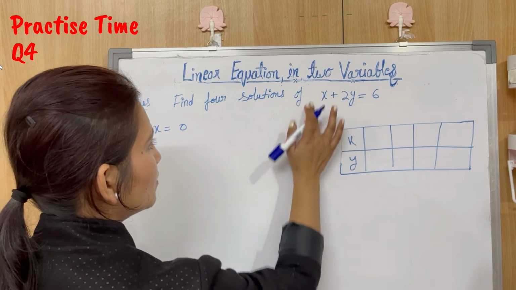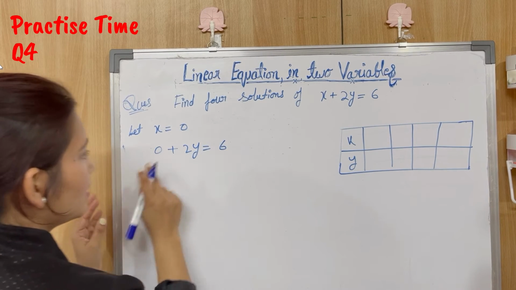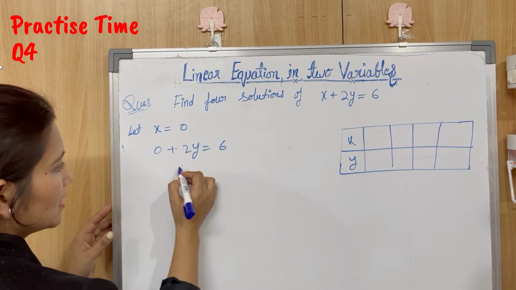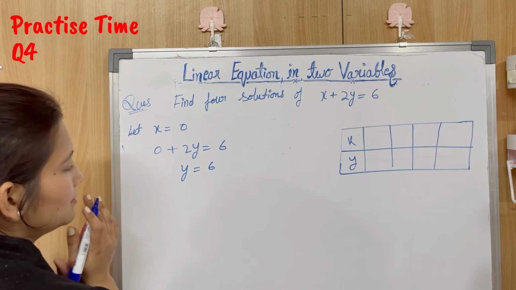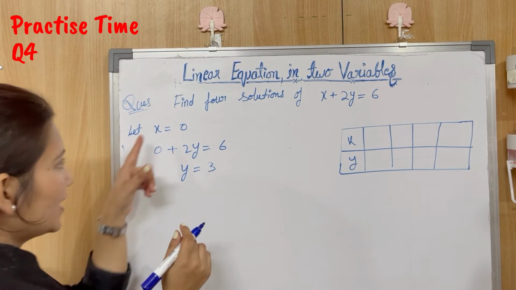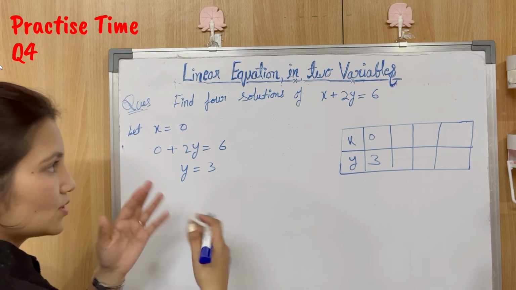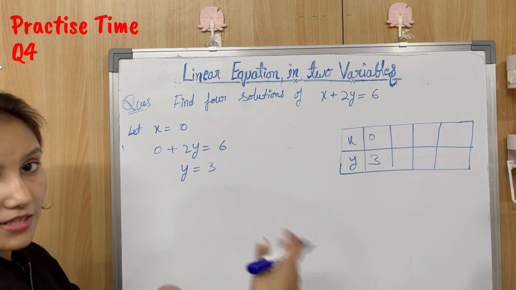At x equal to 0, this equation will become like this, and the value of y will become 6 upon 2, which is 3. So y will be 3. So when x is 0, y is 3, right? Similarly, you can try with some other values also.